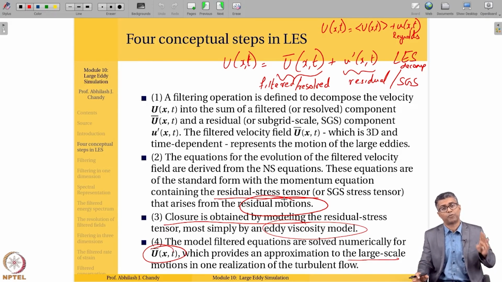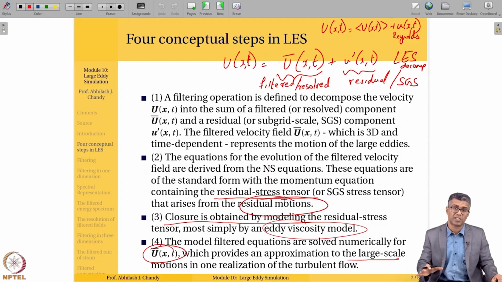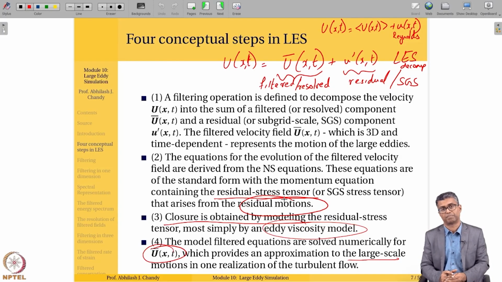Finally, the fourth step is achieving the solution of the filtered Navier-Stokes equations, which provides an approximation for the large scale motions in one realization of the turbulent flow. So you take one realization of a turbulent flow, either from a DNS or from an experiment, you filter it, and your LES gives you the solution of that. That particular solution is what LES gives. I hope that was clear.